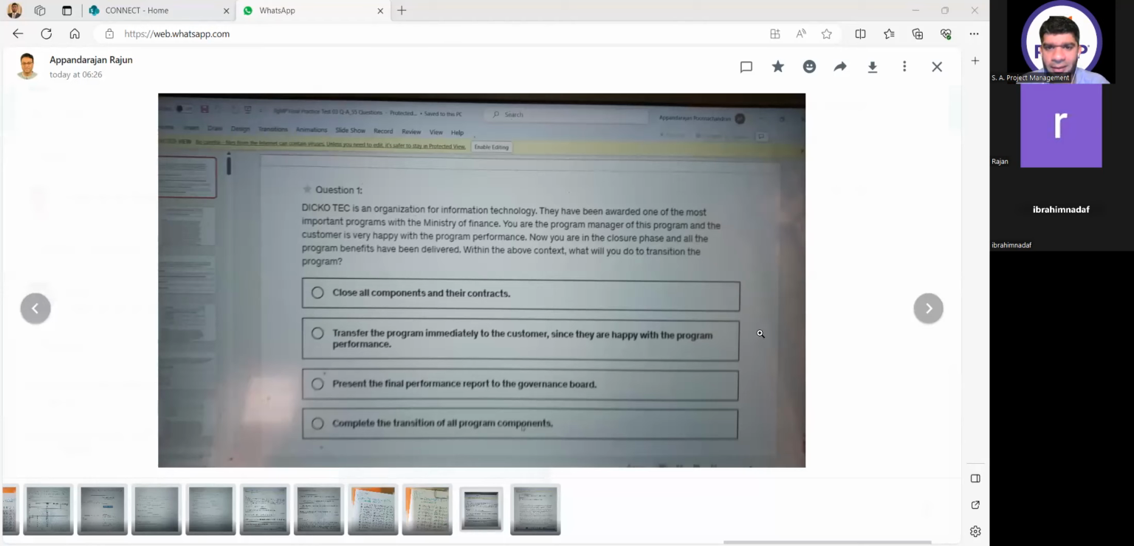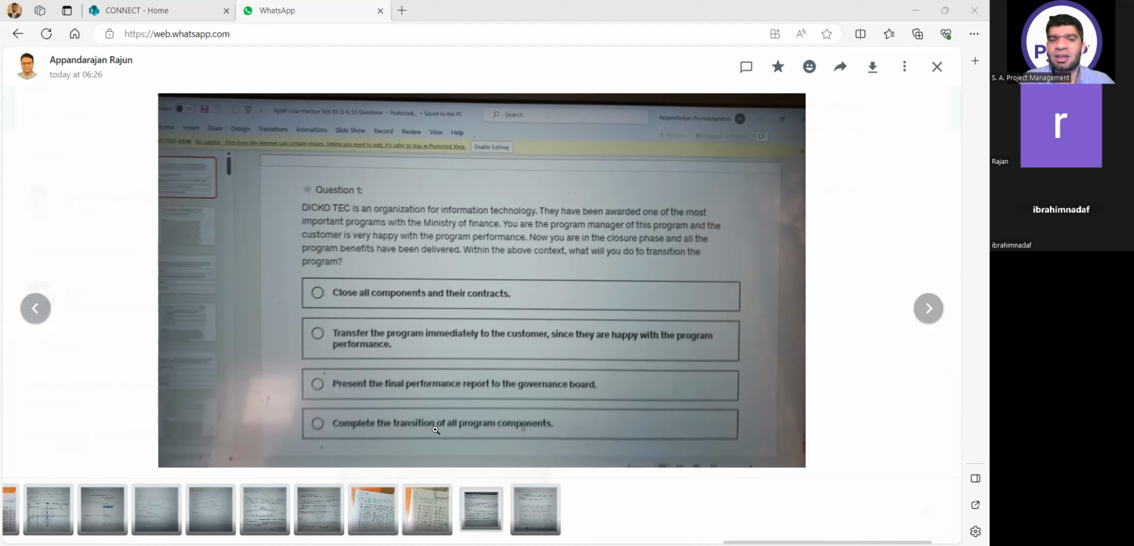Yes, now you are in the closure phase and all the program benefits have been delivered. Within the above context, what will you do to transition the program? Transition phase is the initial step. Once the transition phase is complete, then again you go to the PSC to get clearance to start the closeout activities. I have not got the clearance now based on the last thing. You are still in transition. So my point is option C cannot be the one. Option D is much more clear than option C.